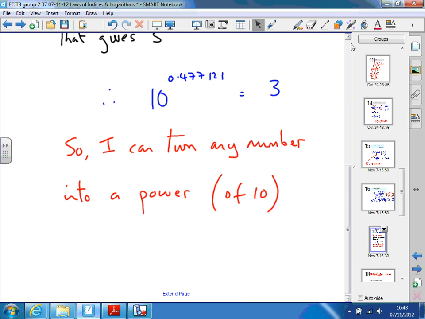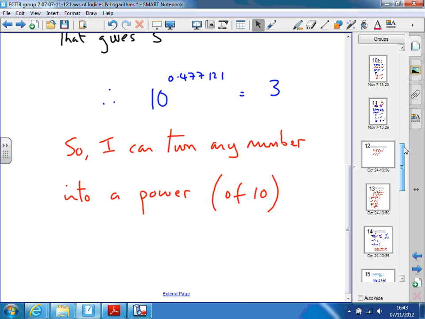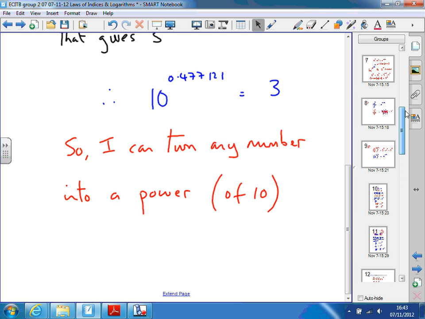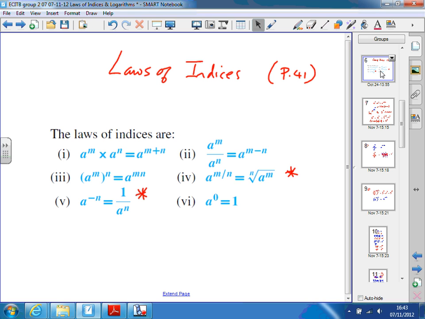You might wonder why we turn a number into a power of 10, for example. So I can turn 3 into a power of 10. The logarithm of 3 is 0.477121. I do that because then I can use the laws of indices in a way that we've looked at. I go back to the laws of indices, which are up here. These are to do with powers. So long as the base is the same, so if we think back to the logarithms you've just been looking at, that button on your calculator gives us a common base of 10.